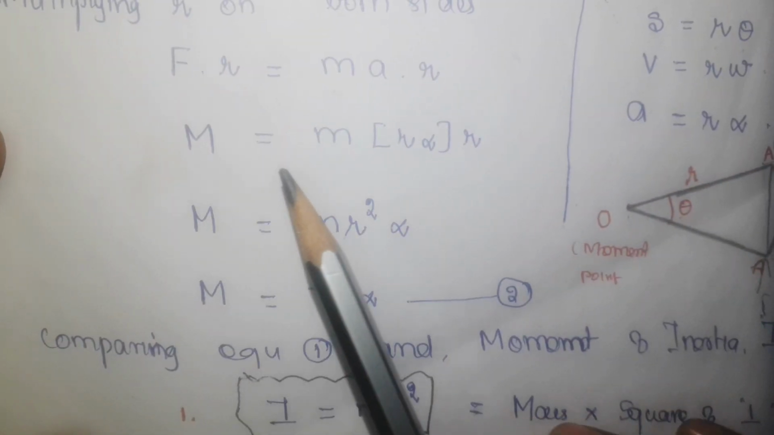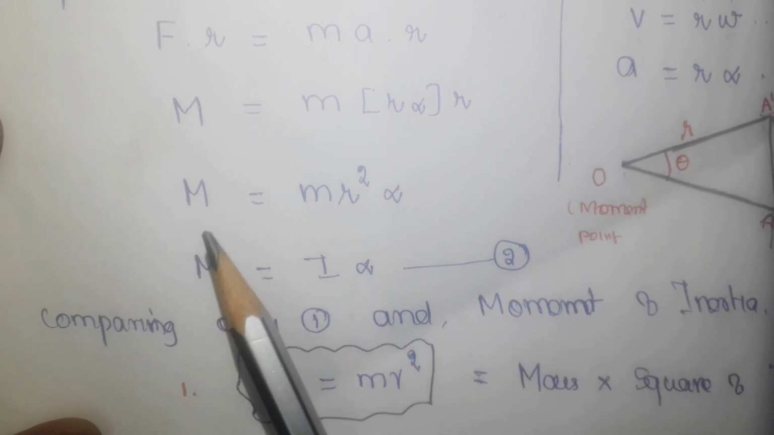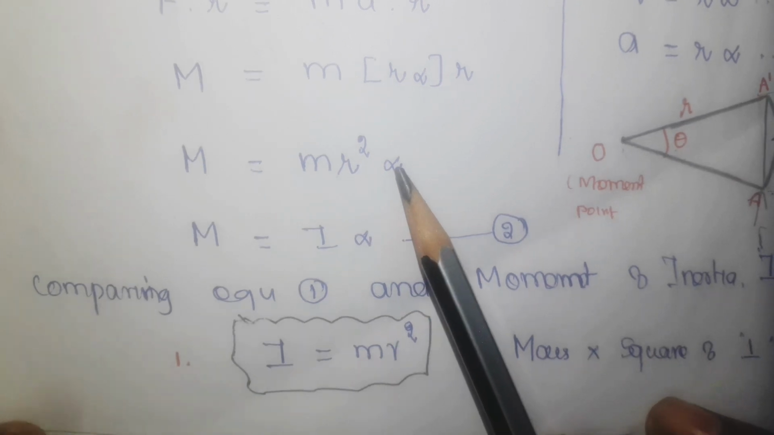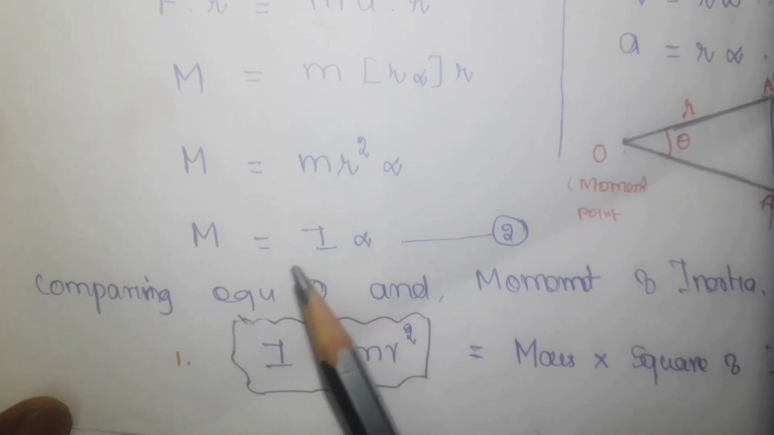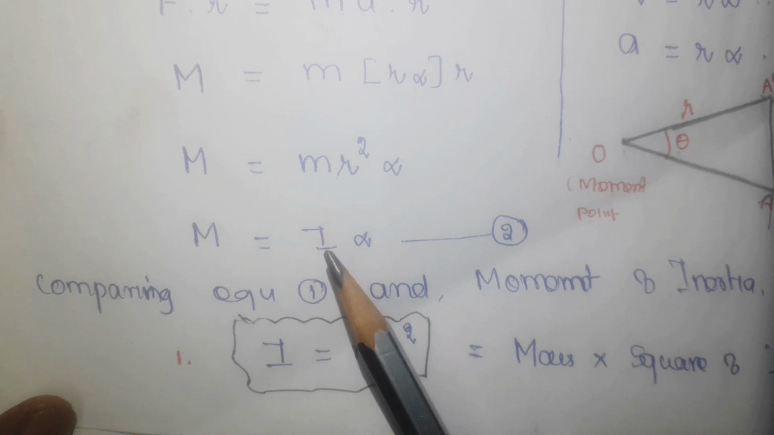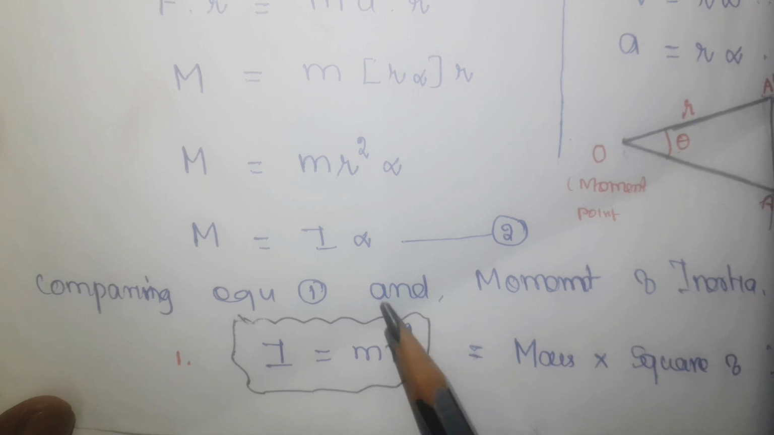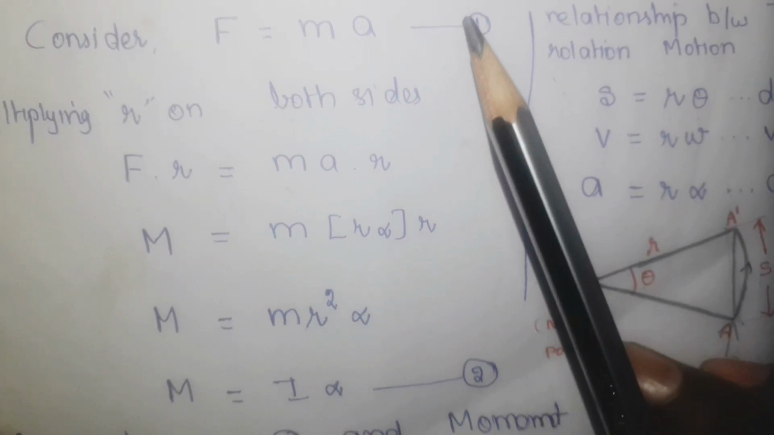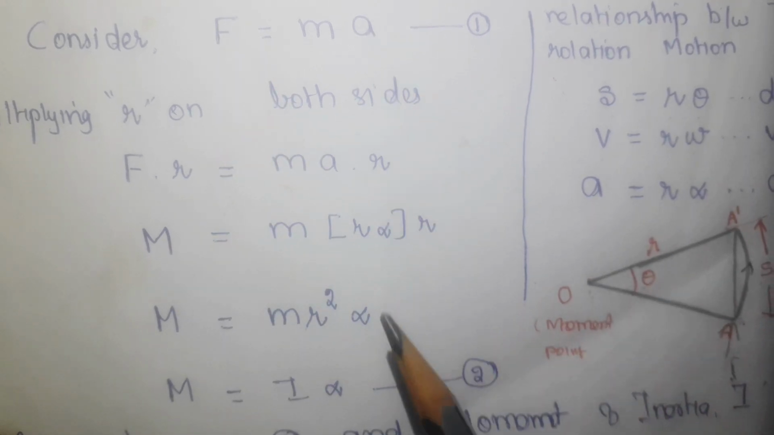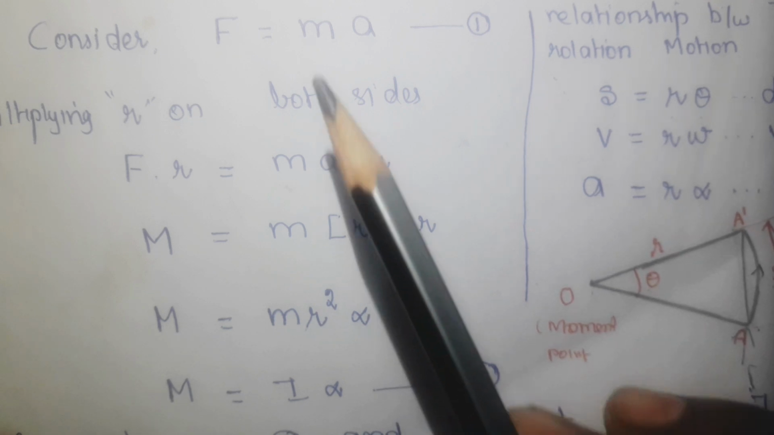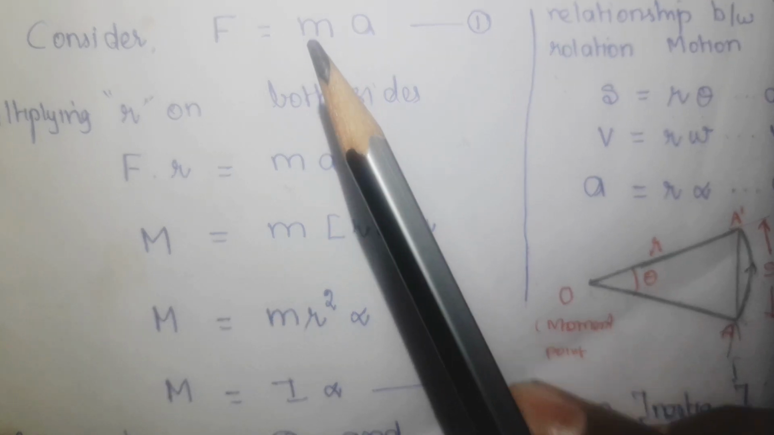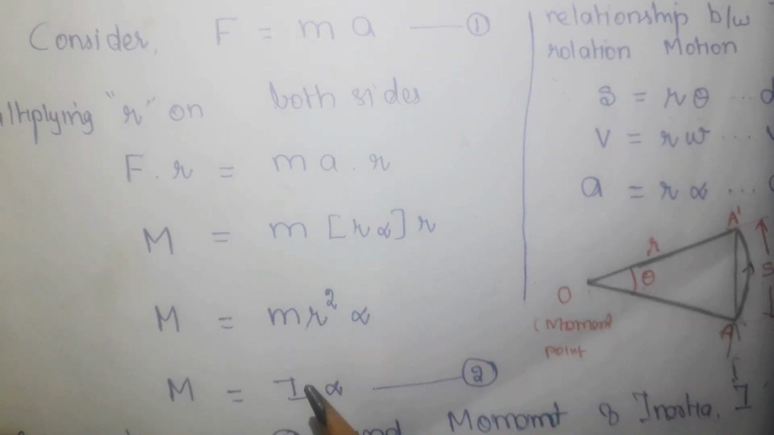So you will get an equation something like this. Now rearrange the equation in this form, M equal to m R square alpha. Now this equation can also be written as M equal to I alpha, where I is nothing but the moment of inertia. I equal to m R square. If you look at these two equations, 1 and 2, F and M are the inputs, A and alpha are the outputs, whereas m and I are the inertias. Here it is mass, here it is moment of inertia.